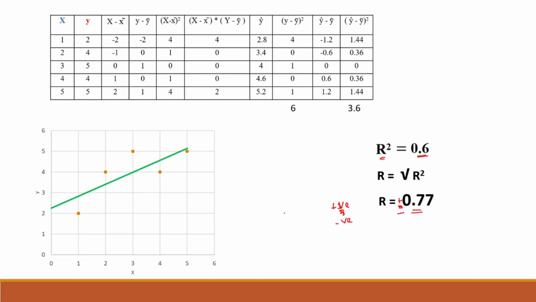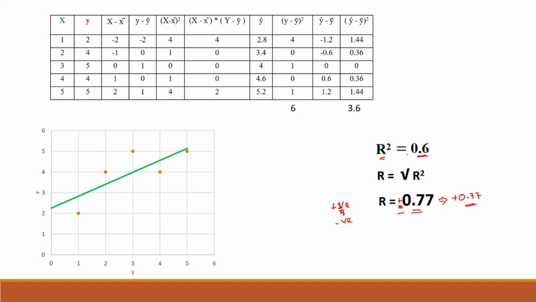It is very simple. You can easily determine it by the direction of this linear graph. Since I am increasing the x value, the y value also increases, so it is positively correlated. So I can consider this as plus 0.77, or simply 0.77. So this is what we get, and this is the evaluation.